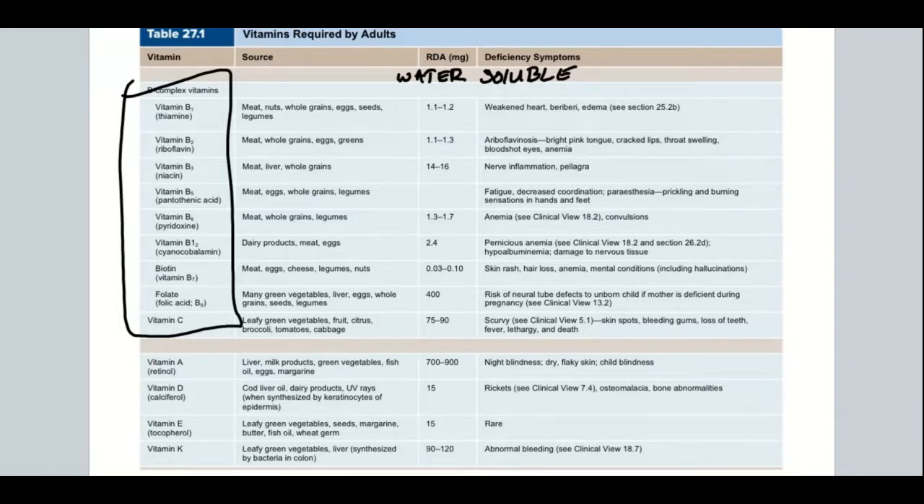Meat almost everywhere in here. Okay, you have the ones at the bottom: A, D, E, and K.